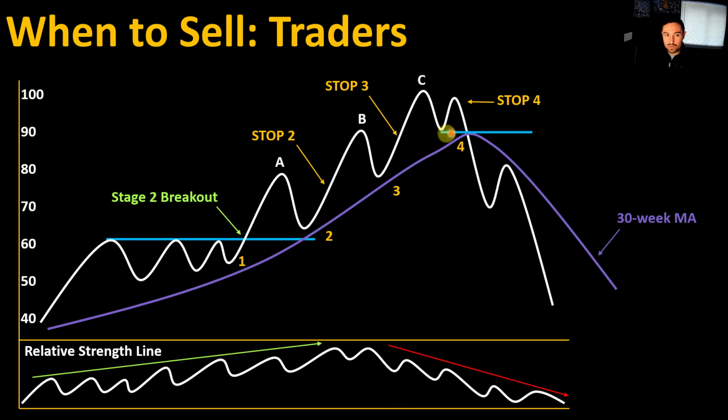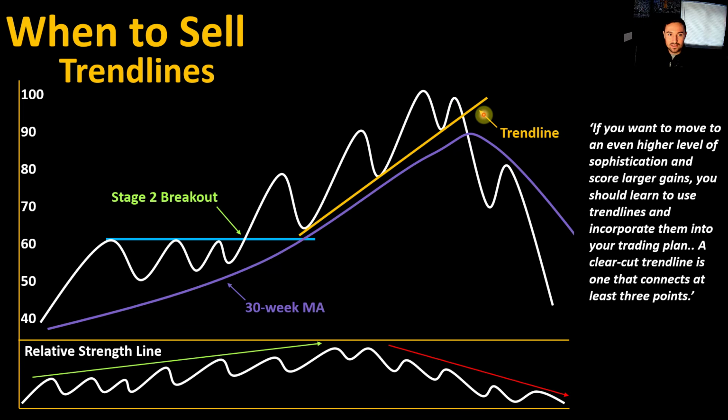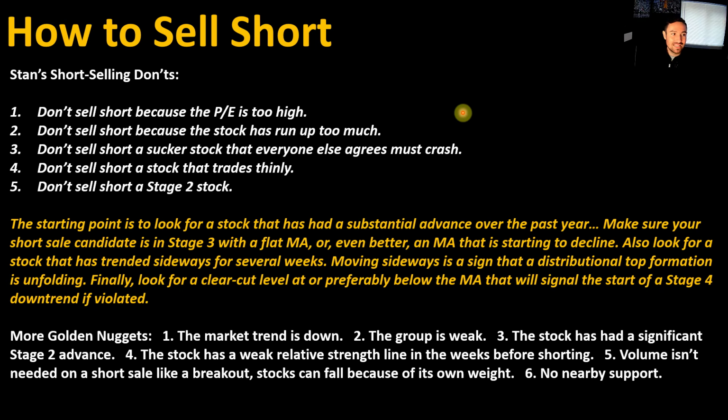We were selling here on a break below this low, but actually here we're selling up here, using the trend line because the trend line is running through here. See this? So the exit would then be here on a violation, a breakdown of the trend line. So hopefully that was really useful for when to sell. Now we're going to go into the how to short section. How to sell short. So let's get into it.